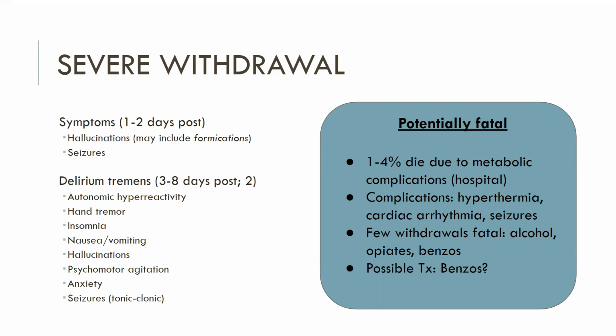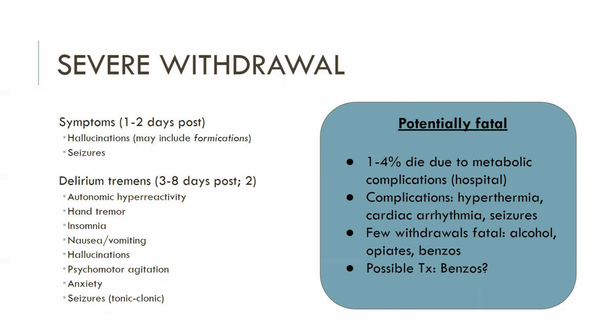In order to formally diagnose this, we need to see 2 of the following symptoms: autonomic hyperreactivity, hand tremors, insomnia, nausea or vomiting, hallucinations, psychomotor agitation, anxiety, and tonic-clonic seizures. At the end of the day, 1 to 4% of people going through this process end up dying due to metabolic complications, and this estimate may be low as these numbers are based on only those who succumb in the hospital. Those specific complications include hyperthermia, cardiac arrhythmia, and seizures. Alcohol, along with opiates and benzodiazepines, are the drugs that do have those potentially fatal withdrawals.